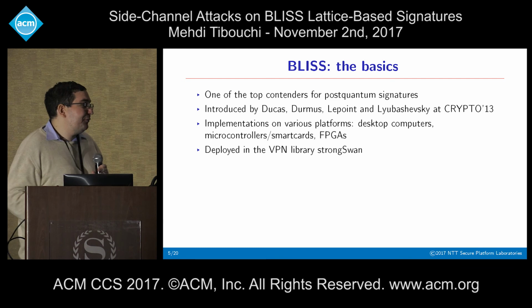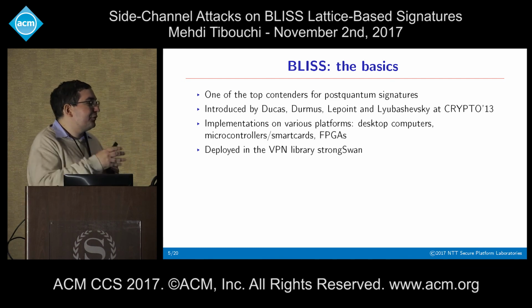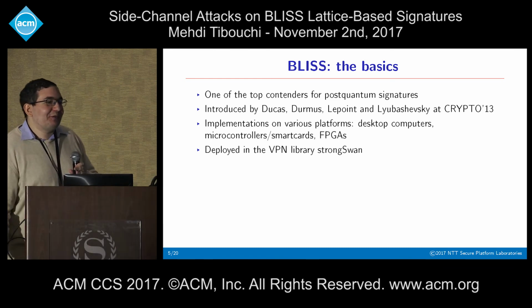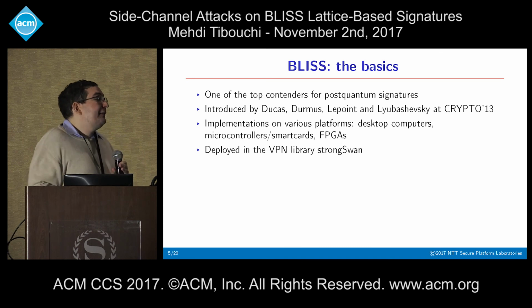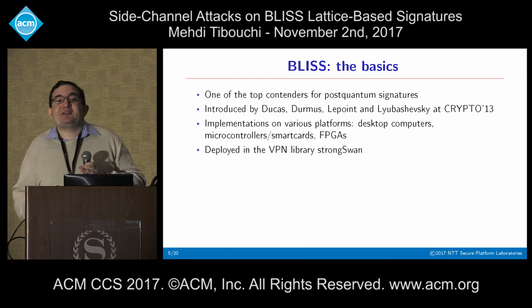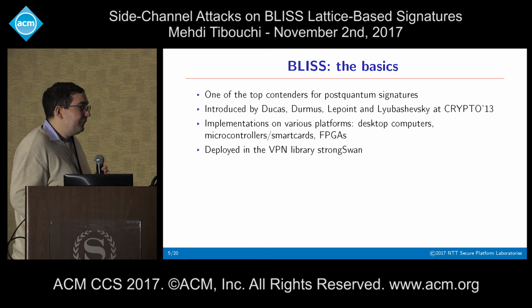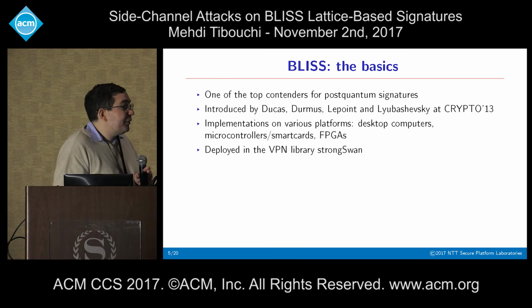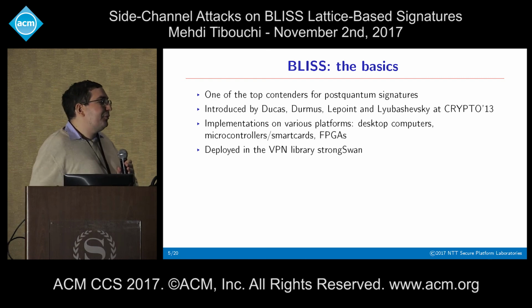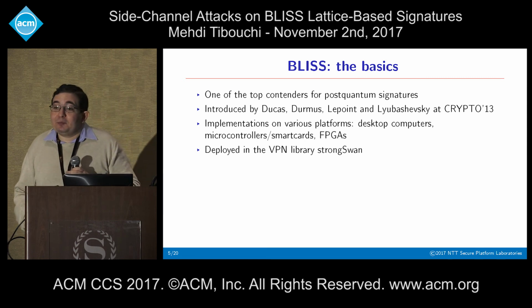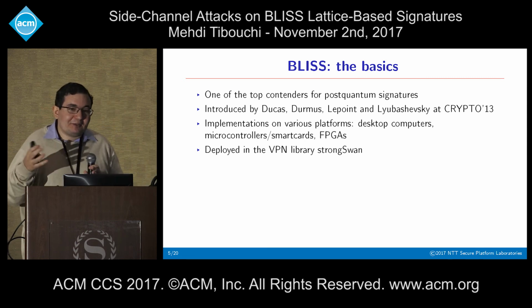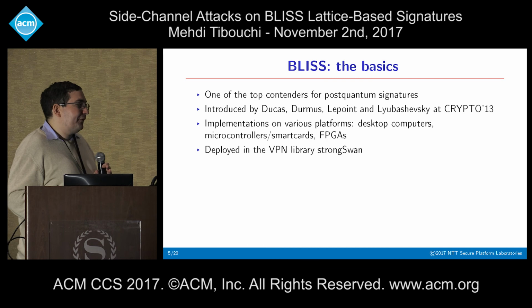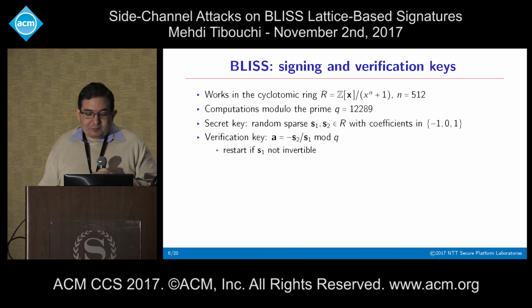You've heard about BLISS before. Let me recall a few things. It's actually one of the top contenders for post-quantum signatures, although we heard a very nice one at the start of this session. As far as I know, this is probably the fastest post-quantum signature scheme. It was introduced at Crypto 2013, and it's implemented on various platforms: the desktop, microcontrollers, and you have hardware implementations on FPGA. In contrast with other proposals, we have code to work with. And it's deployed in that VPN library.